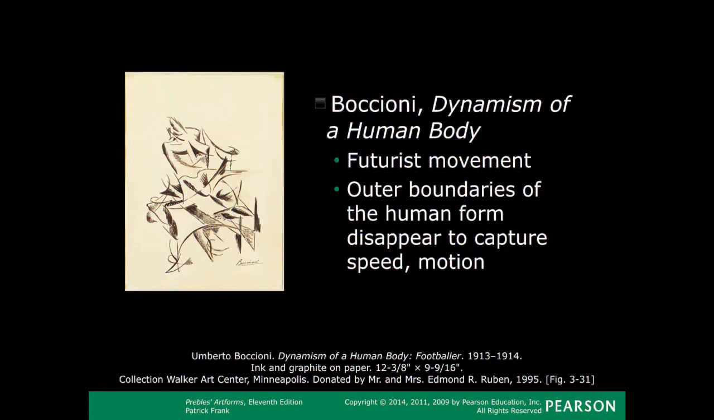And so when it comes to implied motion, you can say that the work doesn't have to have a physical person portraying the emotion. Instead, it can be created just from lines. And the artist does that here. Umberto Boccioni, Dynamism of a Human Body, Footballer. So it's actually of an athlete. And this was made during the Futurist movement.